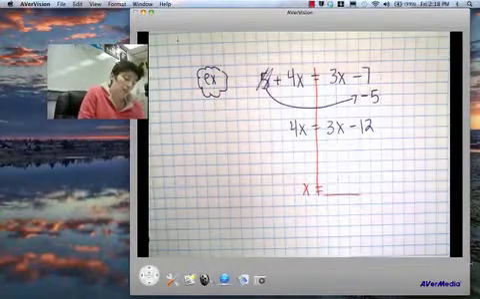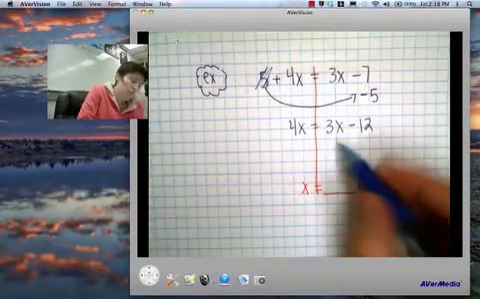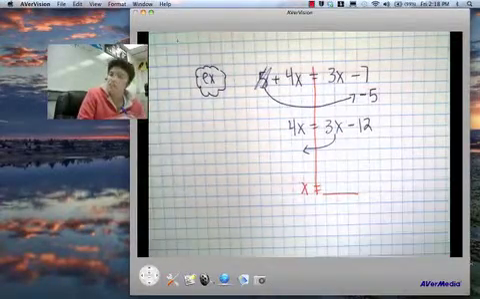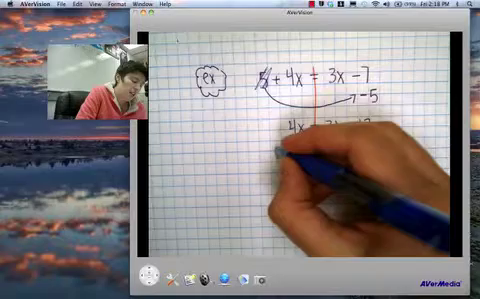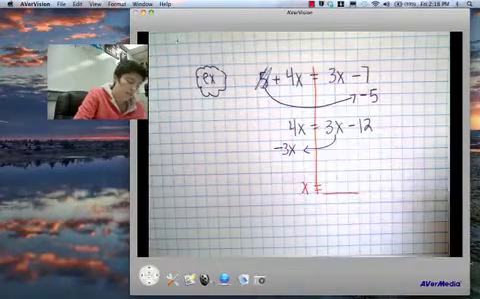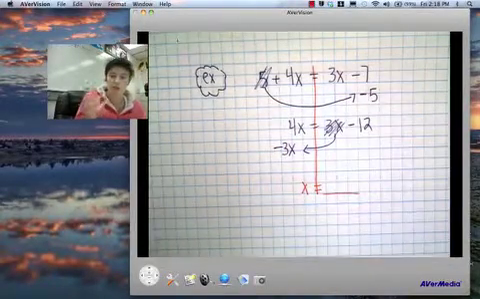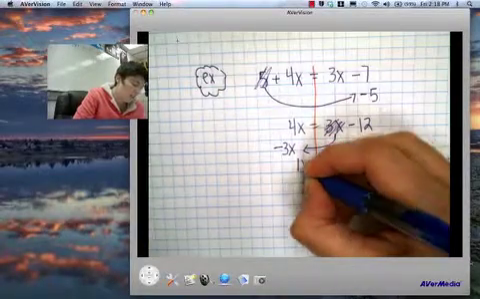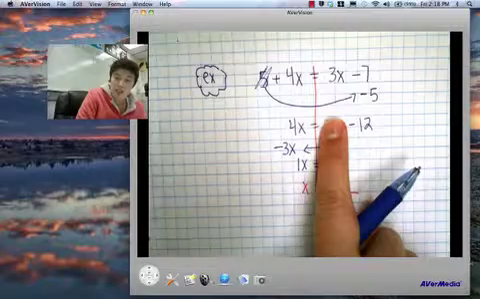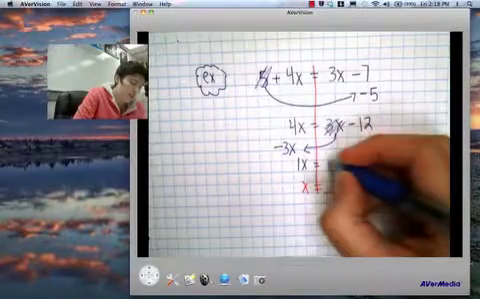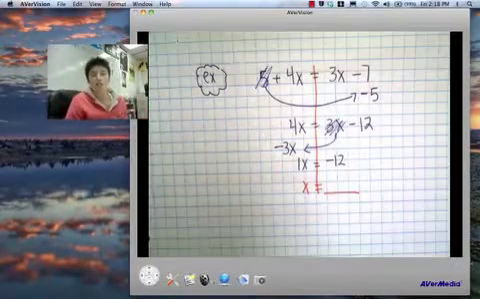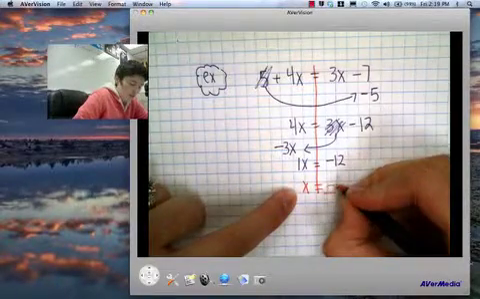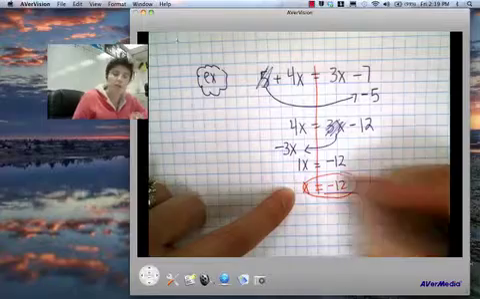Then what I'm going to do is I want x's together. So take the 3x and move it over so it's with the 4x. If you move it across that line, it turns into negative 3x. So you do 4 minus 3, and that's 1x. So you get 1x equals, if you cover that up, a negative 12 is left over. And technically, 1x is x. That's all it is, 1x. So negative 12 is going to be my answer. X equals negative 12.